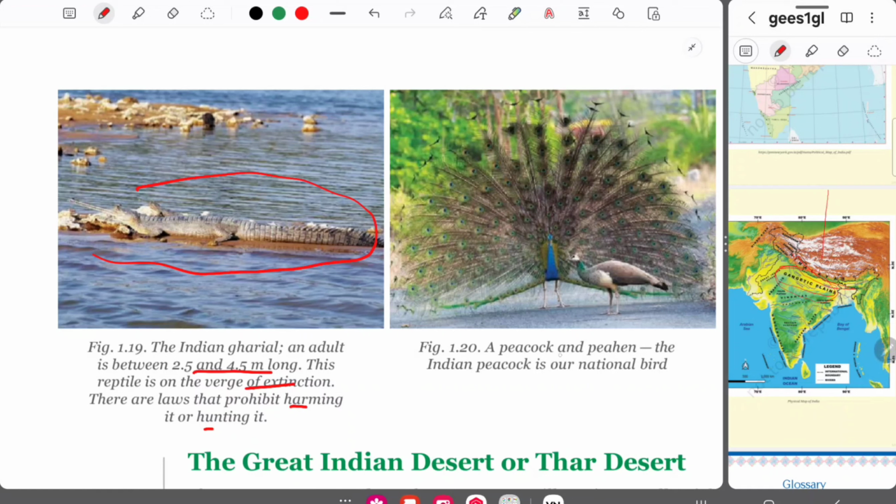And again on the right side you can see a peacock and a peahen, okay. The Indian peacock is our national bird, okay. Important information is there. The Indian peacock is our national bird. If you are asked which is our national bird, the Indian peacock is our national bird.